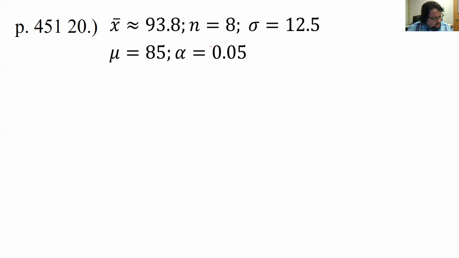The mean glucose for a horse should be 85. So this is our predicted level that it should have. Does the data indicate that Gentle Ben has an overall average glucose level higher than 85? Use alpha of 0.05. Okay, so here we go. What we're going to do is calculate our test statistic.